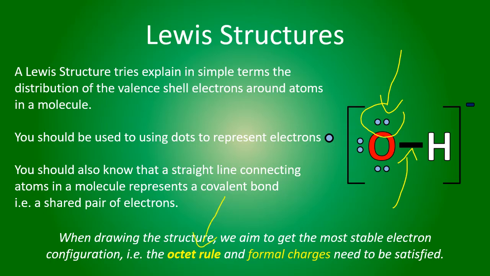We look at something called the octet rule and then formal charges later. And the octet rule is just basically about stability associated with having 8 valence electrons, 8 outer electrons. And really it's only dealing with relatively small atoms. If you go into period 3, then the octet rule sort of starts to become less relevant. But we'll come to that later.